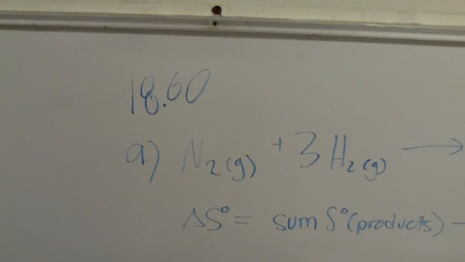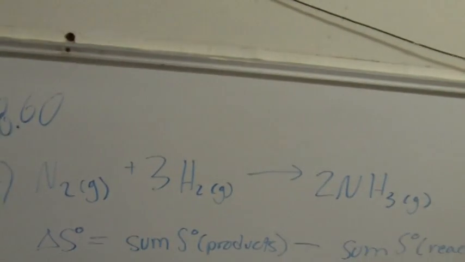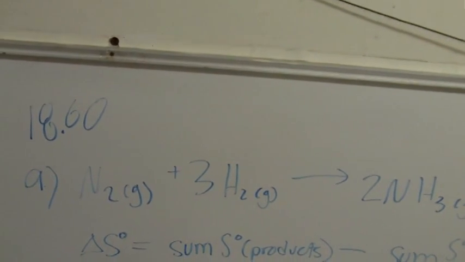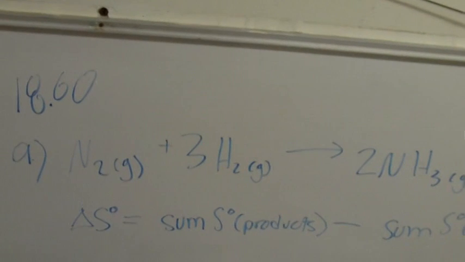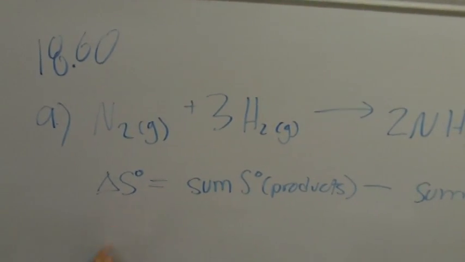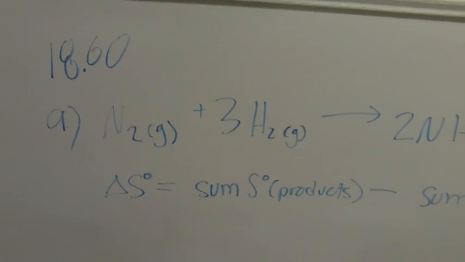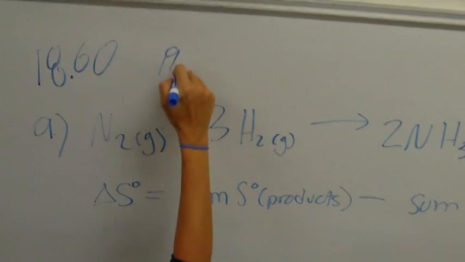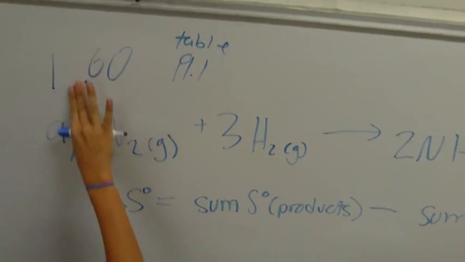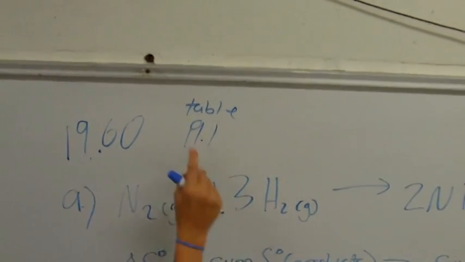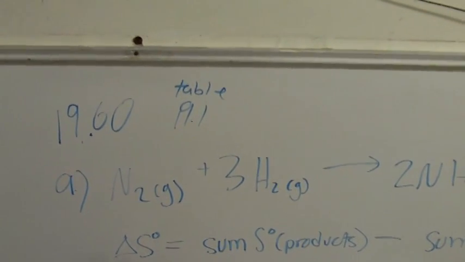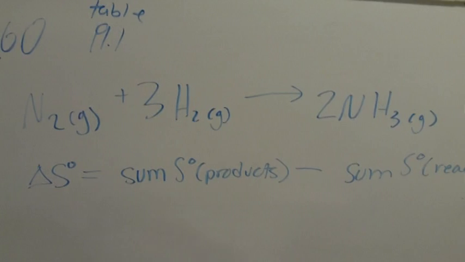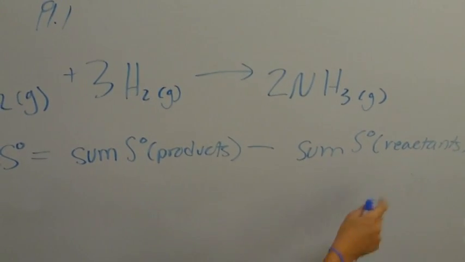13.60 says calculate the change in entropy for the following reactions in joules per Kelvin from the data in table 19.1. On the basis of their values of change in entropy, which of these reactions are favored to occur spontaneously? So what we're going to do is exactly like calculating delta H for a reaction, but you're just going to use the S values. In table 19.1, they give you the S values for different compounds. So we're going to do the sum of the S values of the products minus the sum of the S values of the reactants.